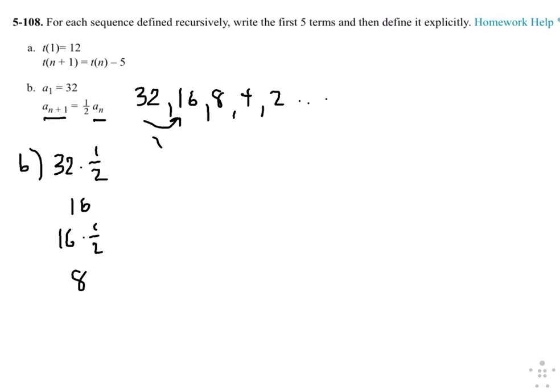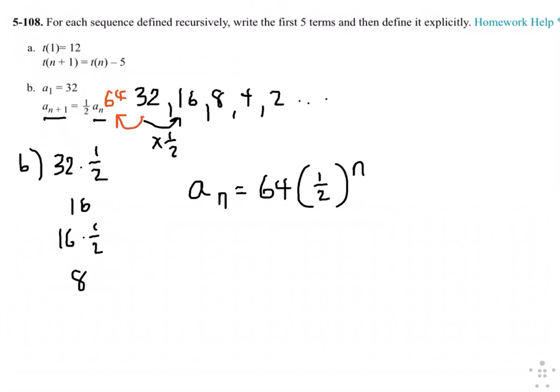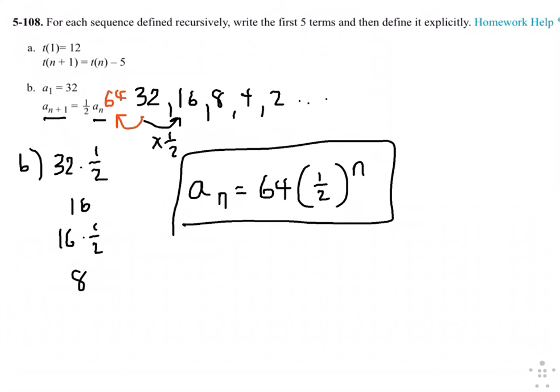So the multiplier is 1/2, and the 0th term, right? The 0th term we multiply by 2 is 64, right? So this one for B, again, they give it in A notation. So A of n equals the 0th term, 64, times the multiplier raised to the n. We used to write it y equals 64, all right? So this is A notation. So this would be the explicit equation for B.